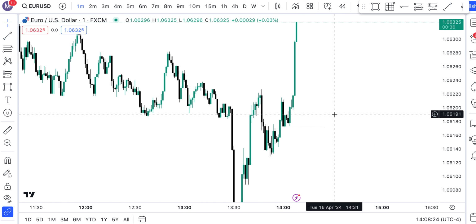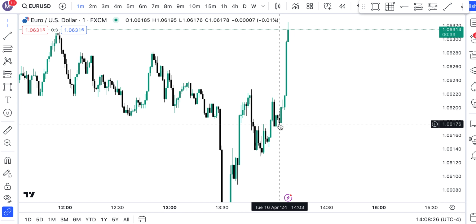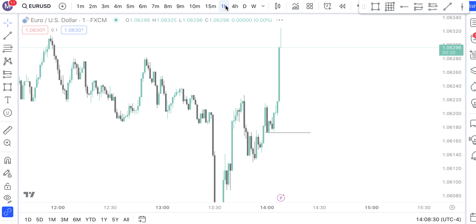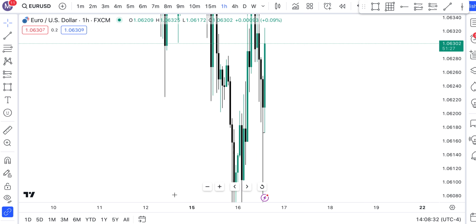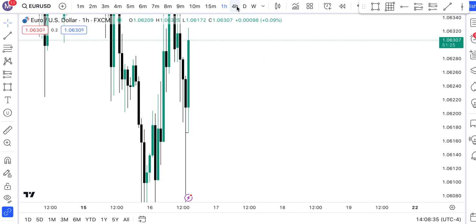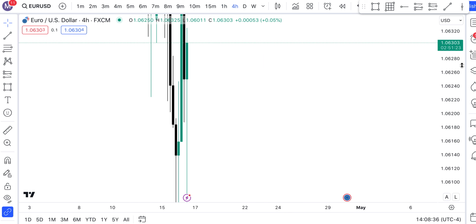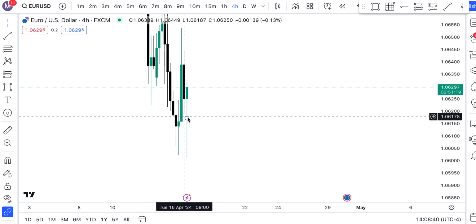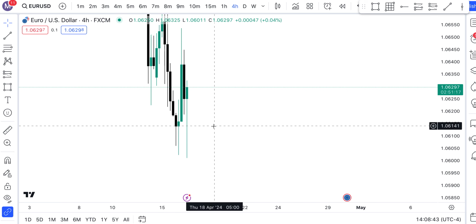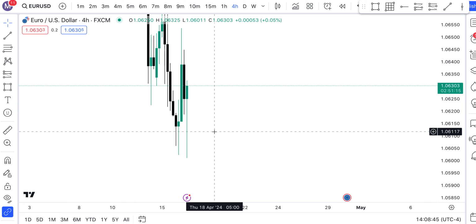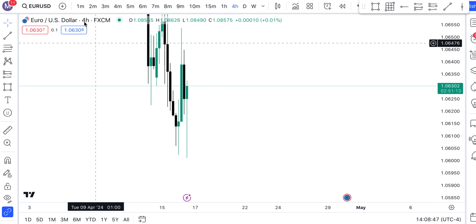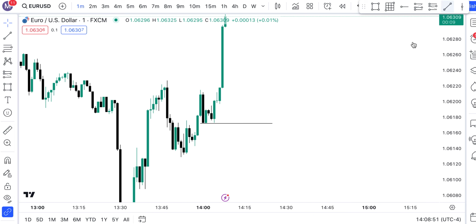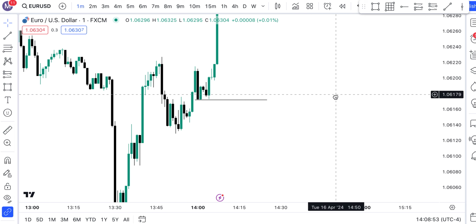But look, you might be thinking this is sell side liquidity, which it is. Of course it is on the 1 minute time frame. Then if we go on the hourly time frame, look. Hang on, let me go on the 4 hour. On the 4 hour, there's no low here. Look, that low is here. But is there a low here on the 4 hour time frame? No. Because the 4 hour hasn't formed yet. However, on the 1 minute, you've got both of these lows.